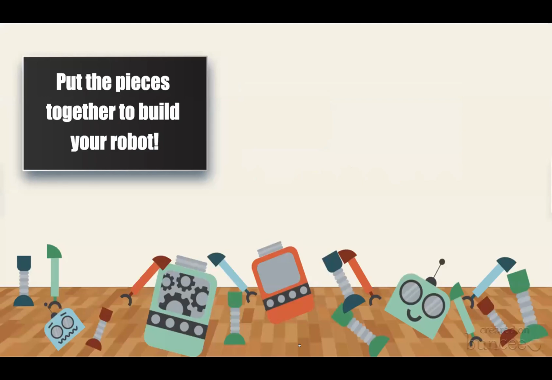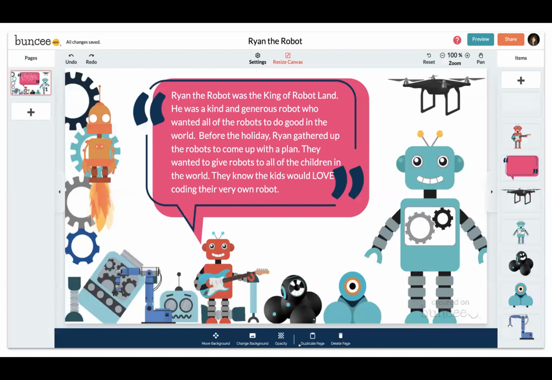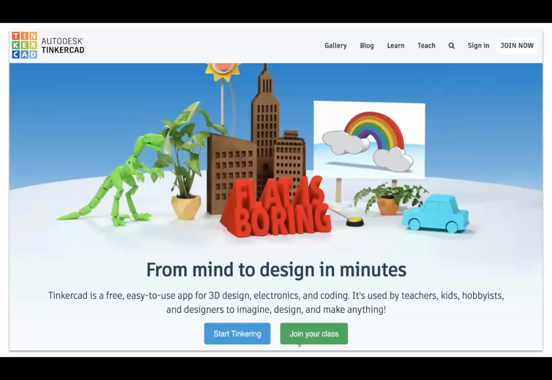And so there are lots of fun templates that Buncee has made, and you can find so many different parts of robots and robots that they can put together, and then they can add their own story like I did. And so using just some of those fun speech bubbles, you can really make a great story.